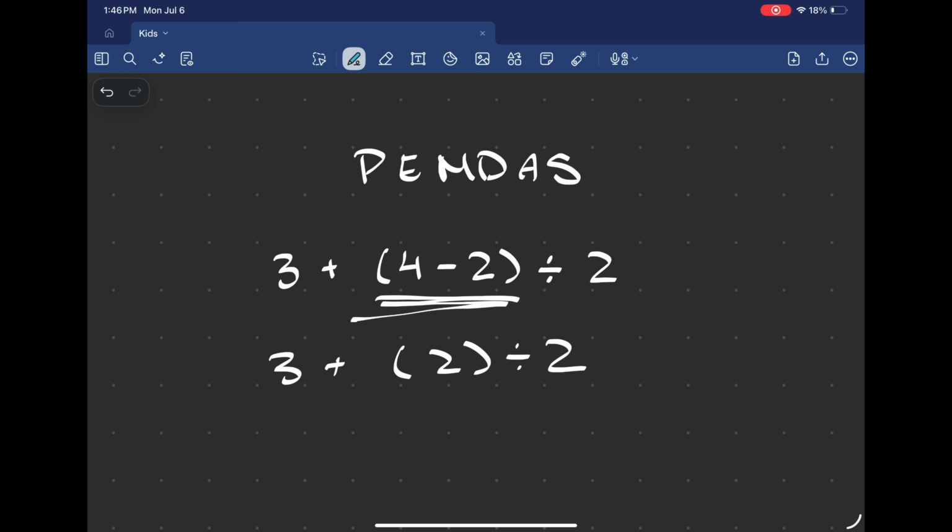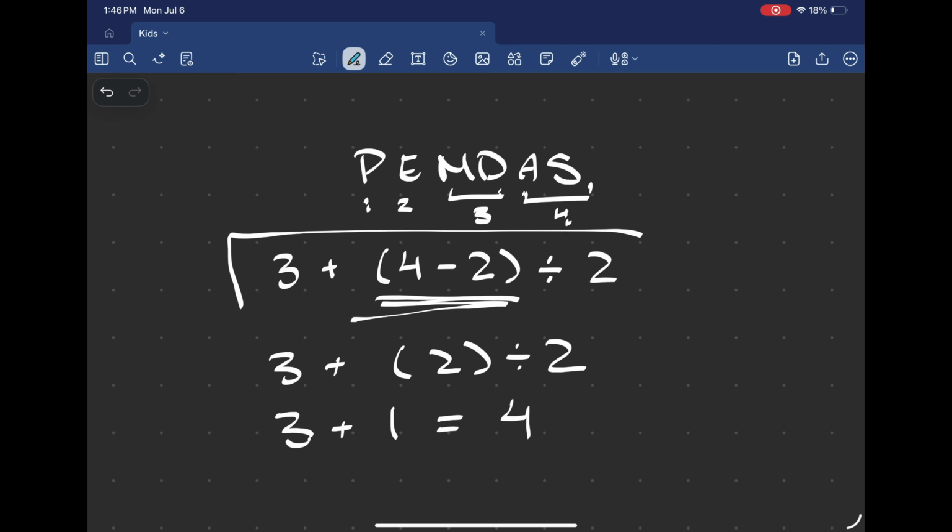As we can see in PEMDAS, this is the first, second, these both are third, and these are fourth, which means that addition comes after division. Therefore, let's perform the division operation first. So it will be 3 plus 1, because 2 divided by 2 is 1. Now we can finalize the answer by adding 3 plus 1, making it 4. And that's how you use PEMDAS to solve an expression.